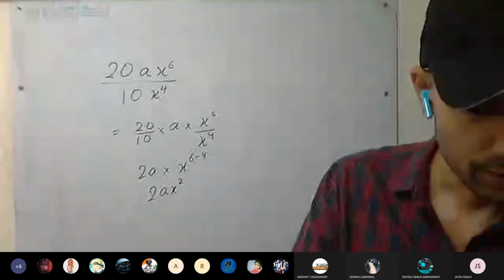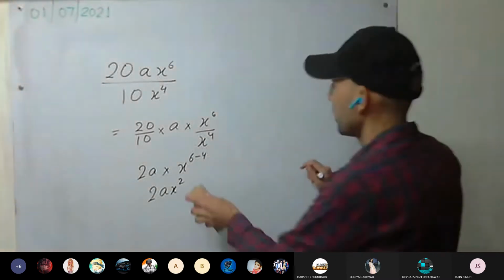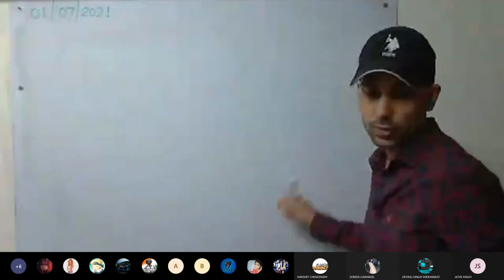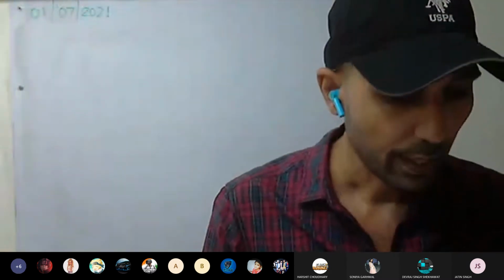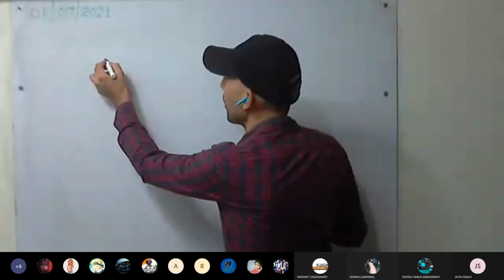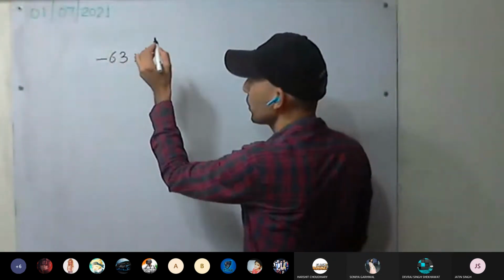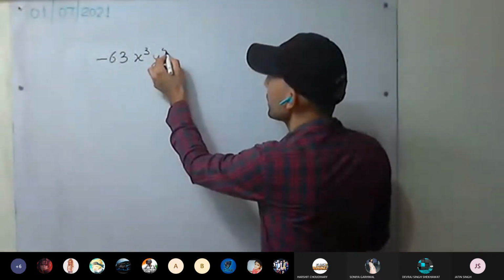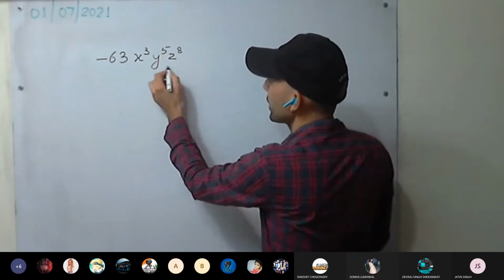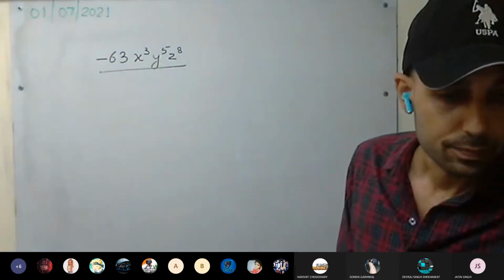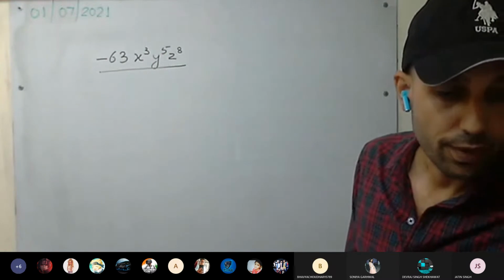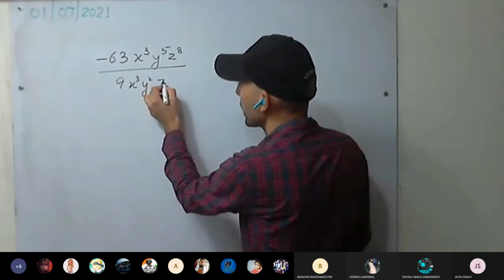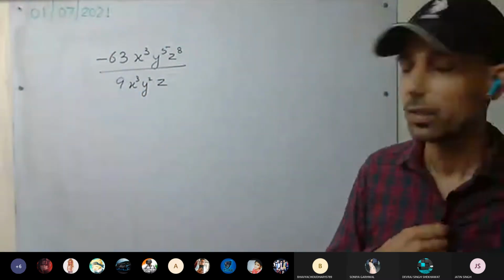Okay. Try the next one. It's a huge number. These are monomials. We are dividing monomials by monomials. So it's a huge expression. Minus 63 x cube y raised to power 5 z raised to power 8, and it is divided by 9x cube y square z. Everyone understood this one? Okay.